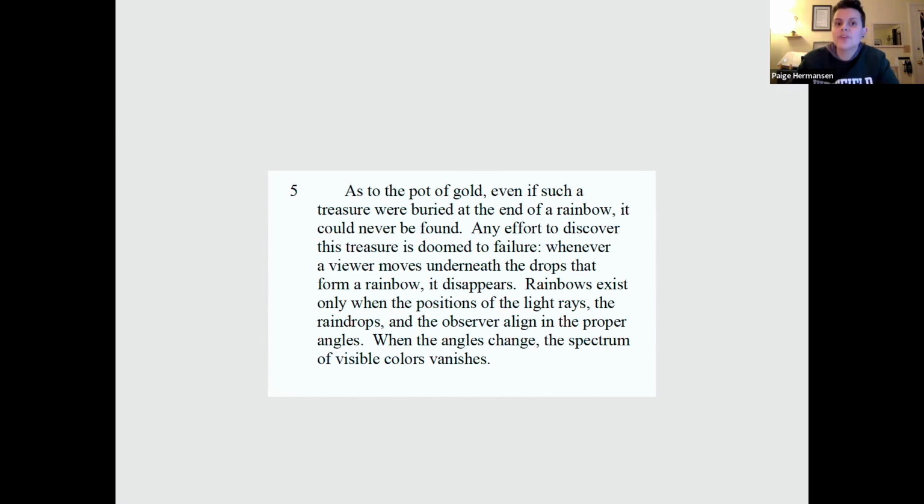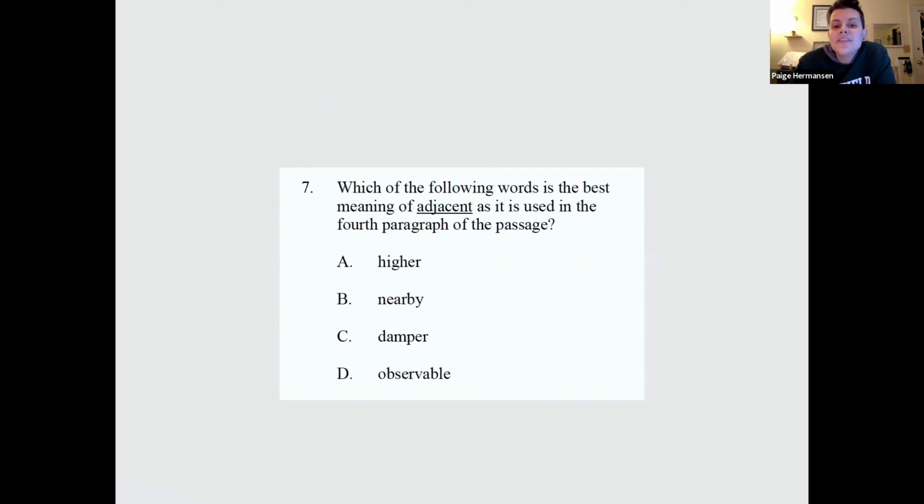Okay, so we have a little bit of an illusion there in paragraph 5 based on where you are in relation to the rainbow. So it's going to change and move so you can't physically find the end of it, right? Okay, great. Let's look at the questions. 7 is going to take us right back to the passage. We're going to go right back to the 4th paragraph where we saw that word adjacent.